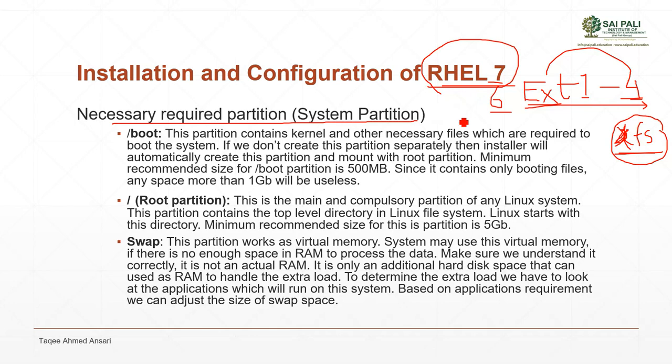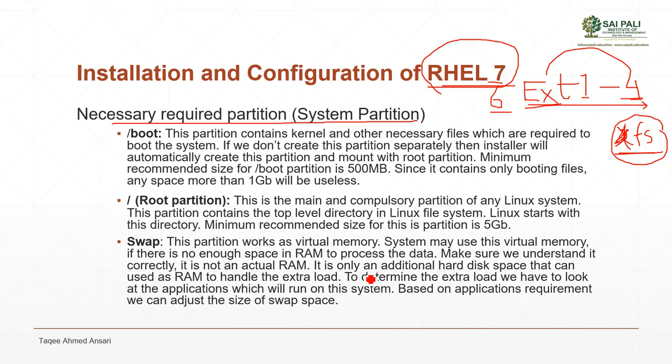Now, if the file system is different, the file system means what? The way we store the data and retrieve the data. So the system is different. That means NTFS and ext and XFS are different. That means the way of storing and retrieving data is totally different than Windows.